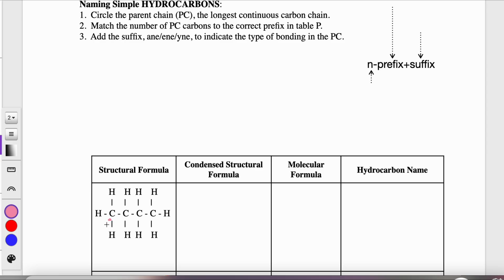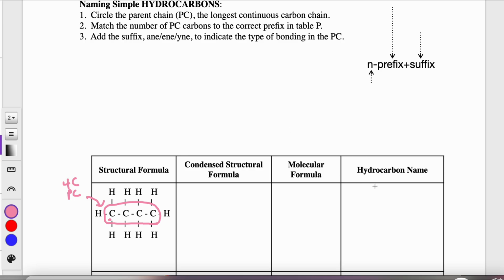So notice these bonds here, it's a carbon dash line to a hydrogen. So I'm cutting through carbon to hydrogen bonds, but my circling does not cut through a carbon to carbon bond. So the longest continuous chain without cutting through a carbon to carbon bond, this is what we would refer to as the parent chain. And the number of carbons in this parent chain, this is a 4-carbon parent chain.